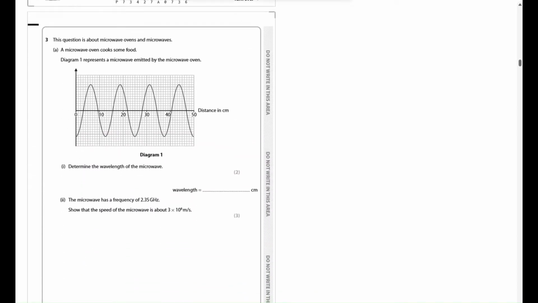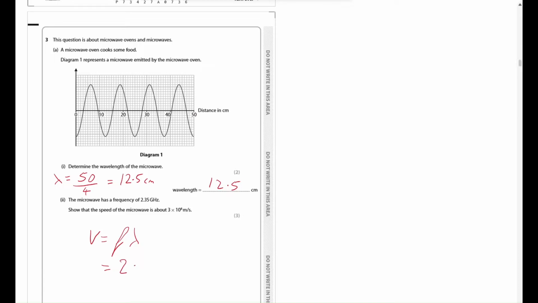Okay, wavelengths and microwaves. To work out the wavelength, I need to work out this distance here. Probably the easier thing to do is clock that the full distance is 50 centimeters, and there are 4 wavelengths there. So the wavelength is the distance for 4 wavelengths, which is 50 divided by 4. 12.5 centimeters.